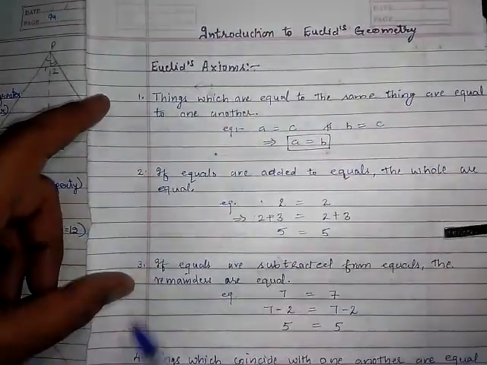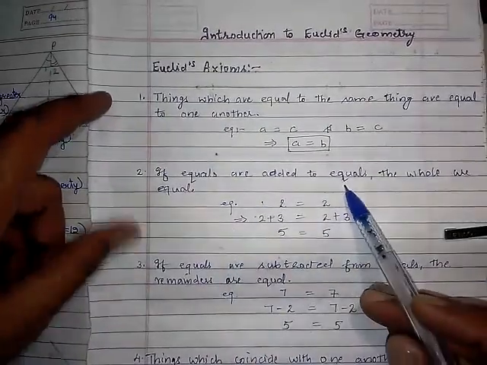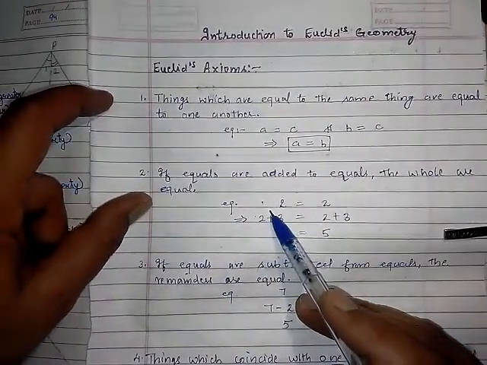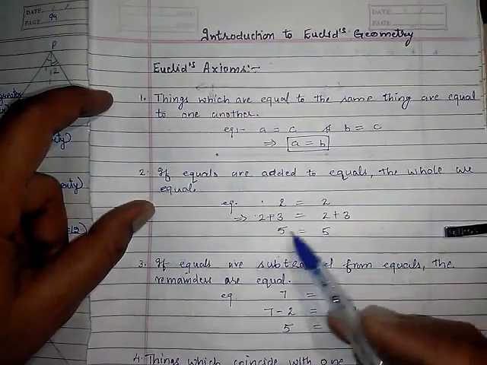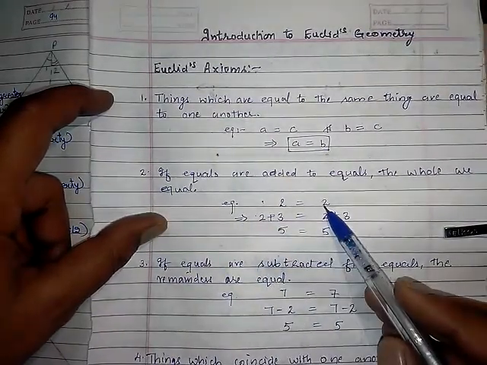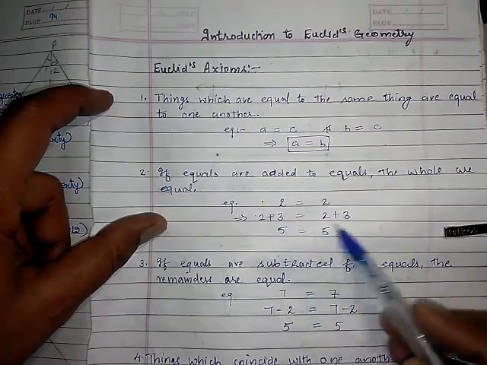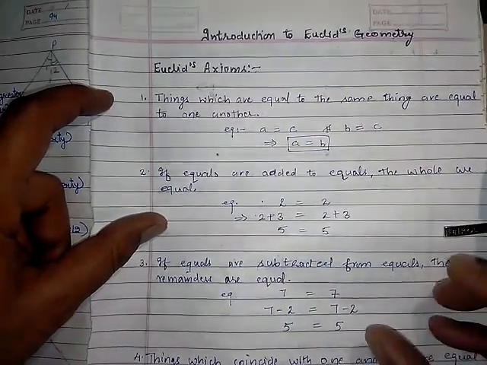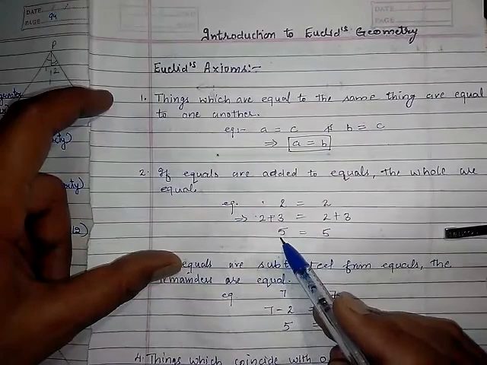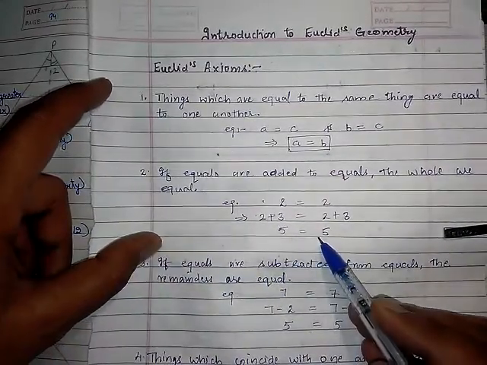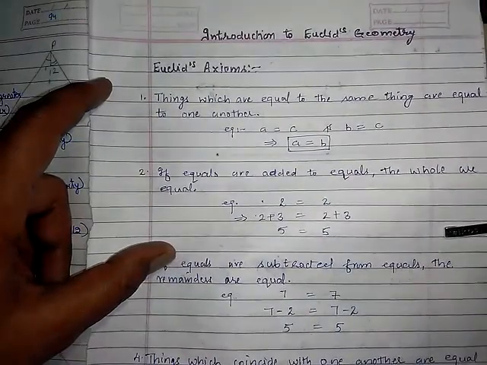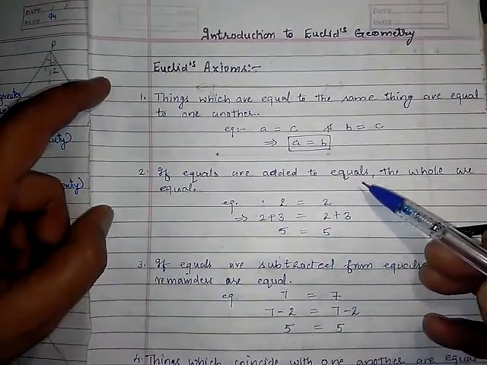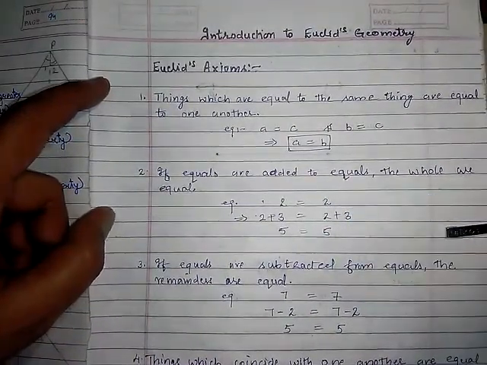Then come to the second one. If equals are added to equals, then the wholes are equal. This is also common sense. For example, 2 is equal to 2. If you add 3, the same number, on both hand sides, whatever whole quantity you get is also the same. So that is the meaning of the second axiom: if equals are added to equals, the wholes will be equal.